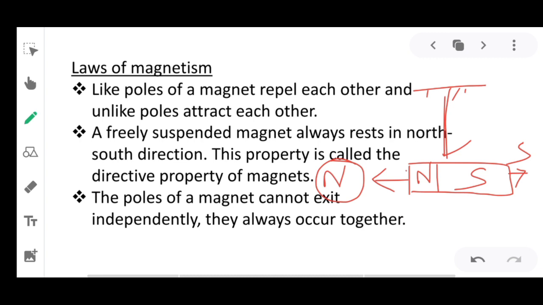Clear? Okay, then the poles of a magnet cannot exist independently. That means we can never have a magnet that has only a north pole or only a south pole. They always occur together. If you break the magnet, it always has a north pole and a south pole. They always occur together. Clear?